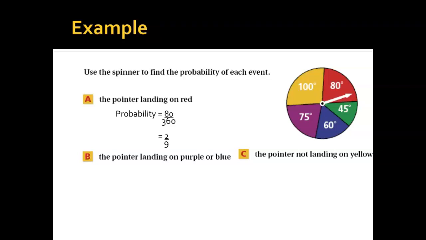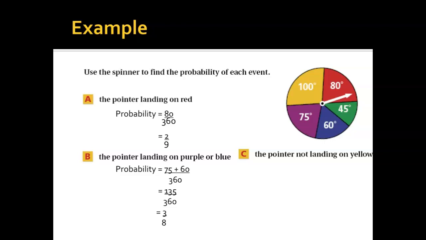Now the pointer landing on purple or blue. In order for the pointer to land on either purple or blue, we can add those degree measures together. So 75 plus the 60, and put that over all the possible outcomes. So that's 360 degrees. And we can simplify this to 135 over 360, which can be simplified to 3 over 8. So there's a 3 out of 8 chance that the pointer will land on purple or blue.